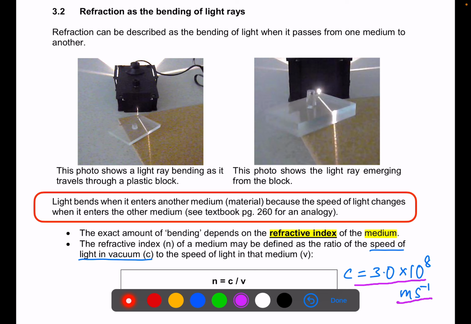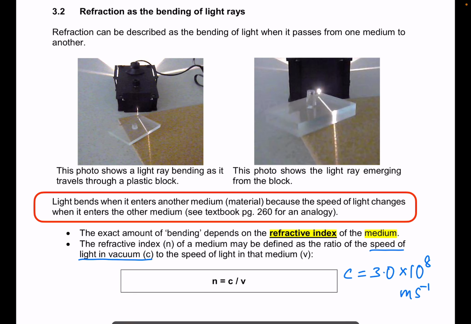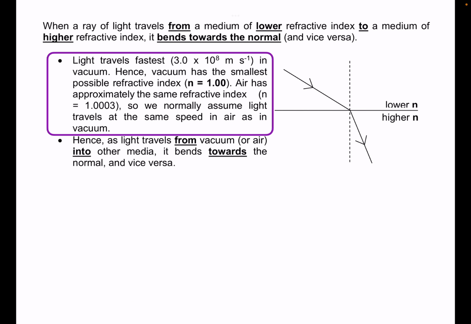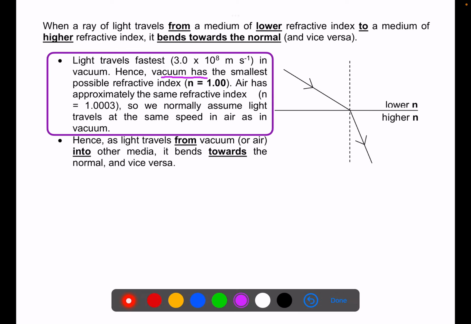Light bends when it enters another medium. The reason is because the speed of light changes as it enters each medium. Different mediums will have different speeds of light. Light travels the fastest in vacuum. Hence, vacuum has the smallest possible refractive index. The smaller the refractive index, the higher the speed of light.